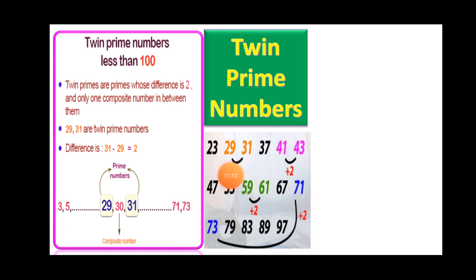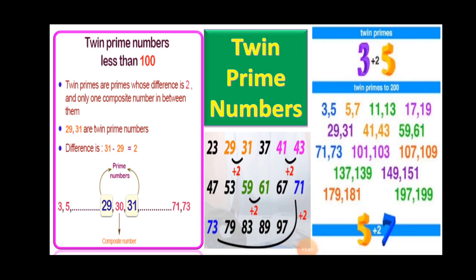So here the prime numbers which are odd as well as differ by 2: that pair is 29 and 31, as well as the next twin prime pair, 41 and 43. And 59 and 61 are also twin primes, whereas from this given list 71 and 73 are also twin primes.